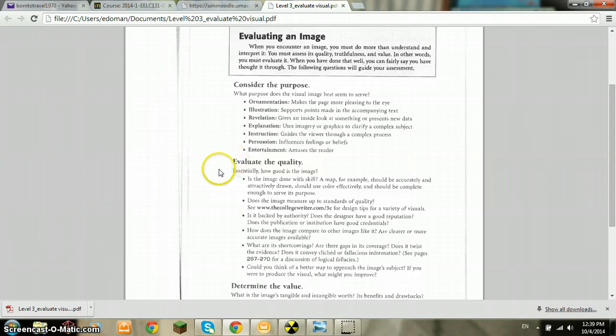The next step is that you should evaluate the quality of the image. Is the image done with skill? Does the image measure up to standards of quality? Is it backed by authority? Does the designer have a good reputation? Does the image compare to other images like it? What are the shortcomings of the image? Are there any gaps in its coverage? Could you think of a better way to approach this image's subject?